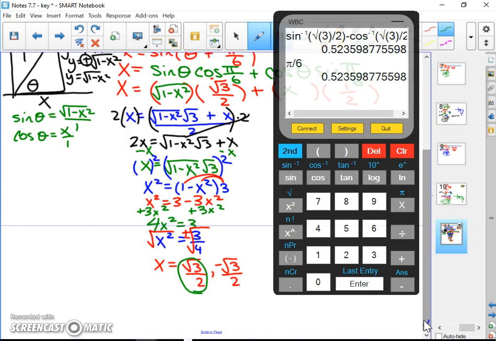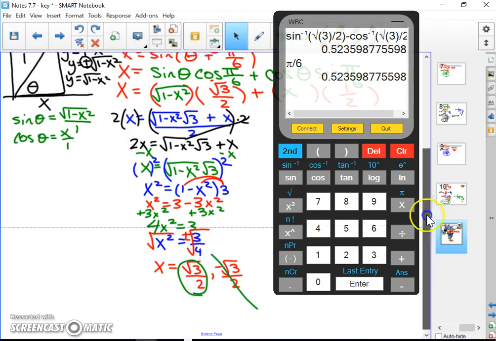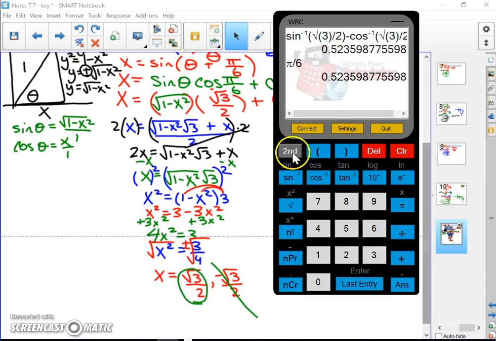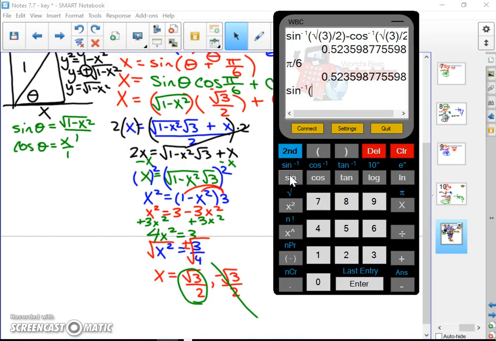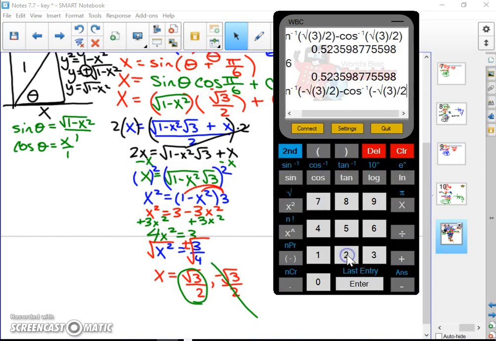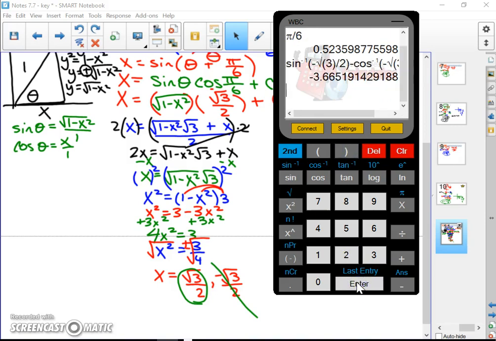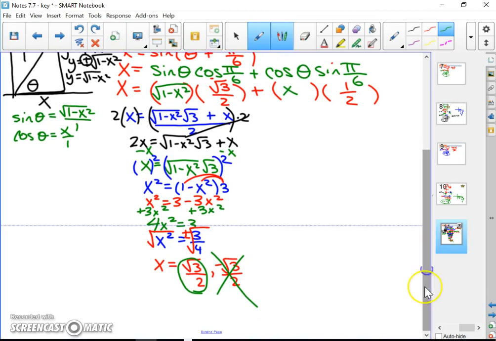And I suspect that negative square root of 3 over 2 isn't going to work, but let's just check it out. We would have inverse sine of negative square root 3 over 2 minus inverse cosine of negative square root 3 over 2. And again, that's supposed to equal pi over 6. That's definitely not the same thing as pi over 6. And so, yeah, I can tell this one doesn't work. So we've got our solution. There's only one solution. X equals the square root of 3 over 2.